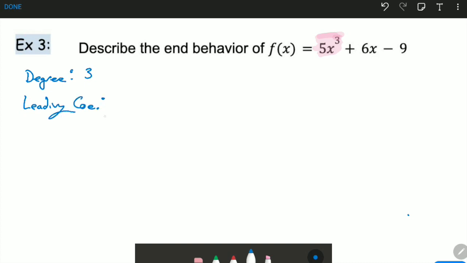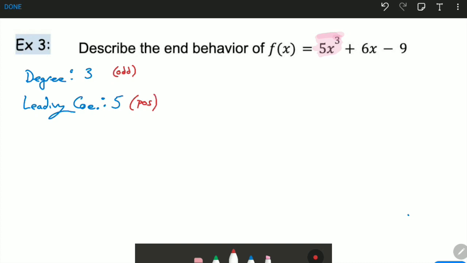I'm going to abbreviate there. So the leading coefficient here is 5. When we check out the degree, we want to see if that is even or odd, and the degree is odd here. And for the leading coefficient, we want to see if it's positive or negative, and 5 is positive.